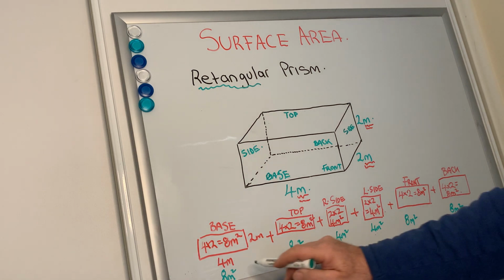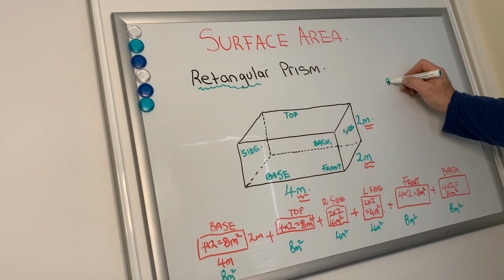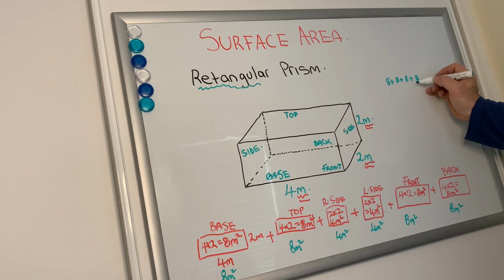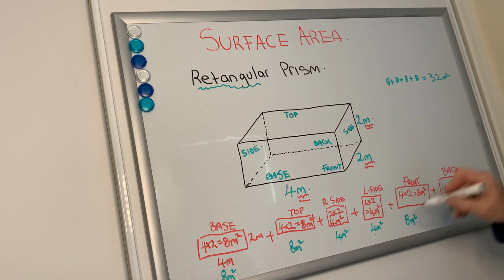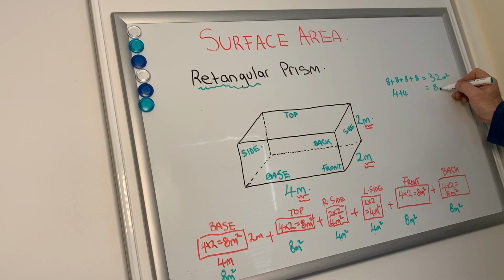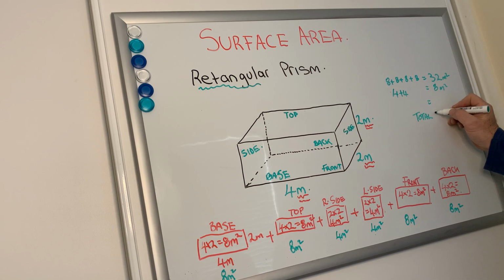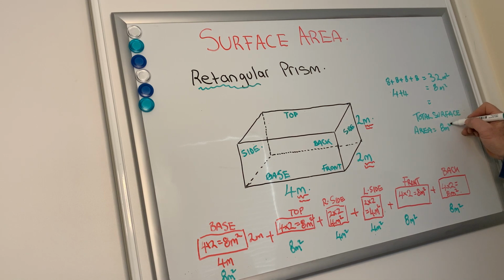So if we add all these up, 8, 8, 8, and 8. So there's 8 plus 8 plus 8 plus 8. 1, 2, 3, 4. 8 fours are 32. So that's 32 meters squared. Plus 4 and 4. 4 plus 4, which is 8 square meters, which is equal to a total surface area. Surface area equals 8 meters squared.